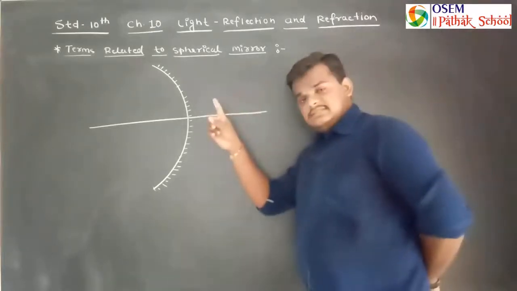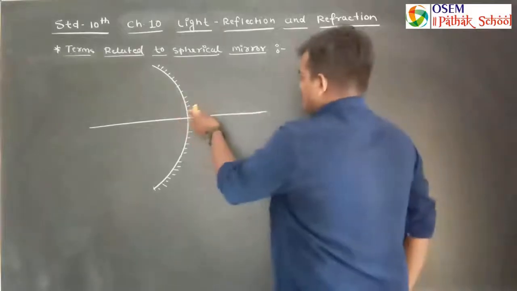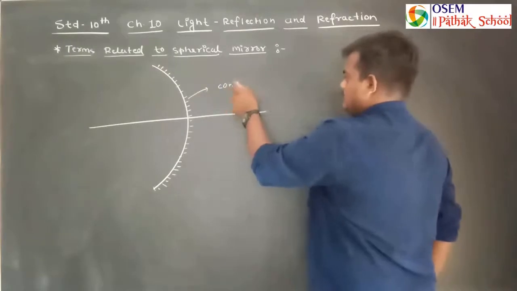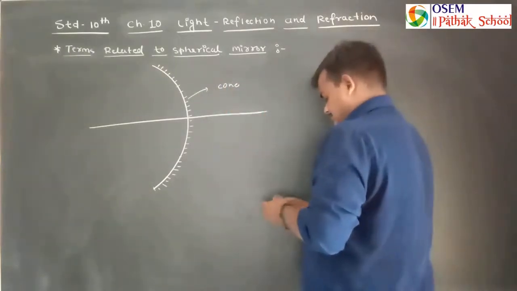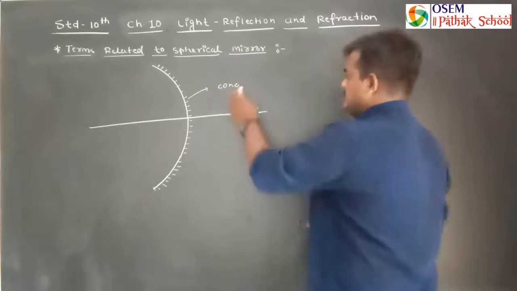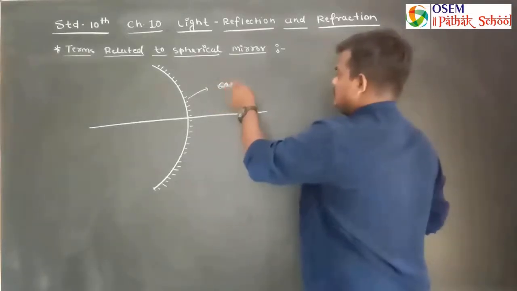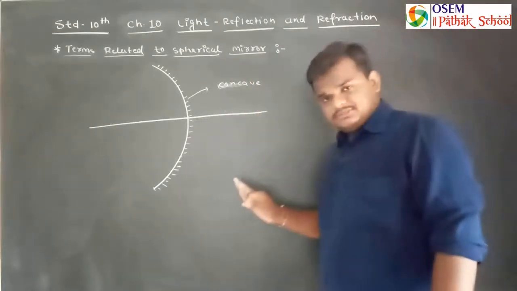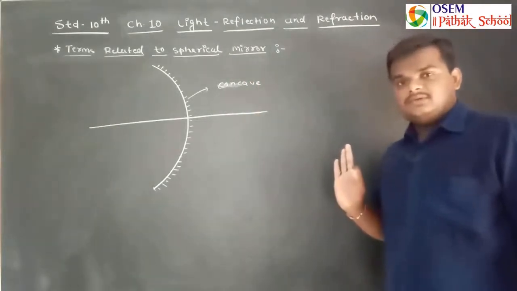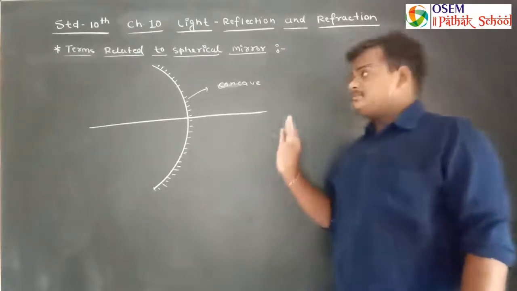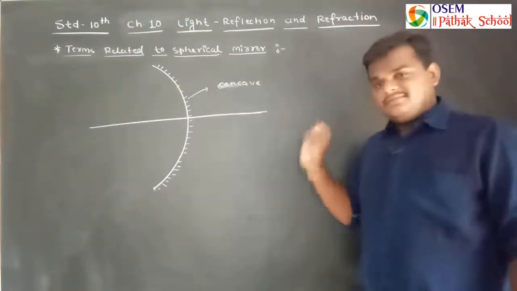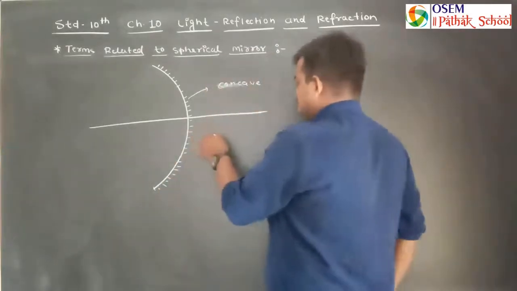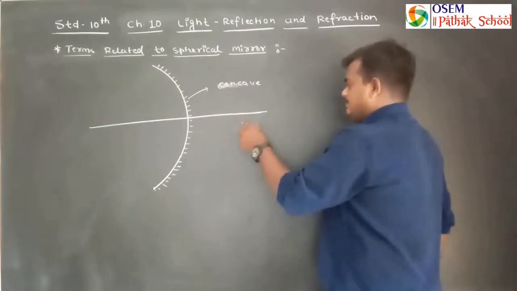So in this diagram I am taking a concave mirror. This is our concave mirror. What are the terms that we will face when we solve the numericals of this particular topic? That we will discuss here. The first term related to the spherical mirror is aperture.